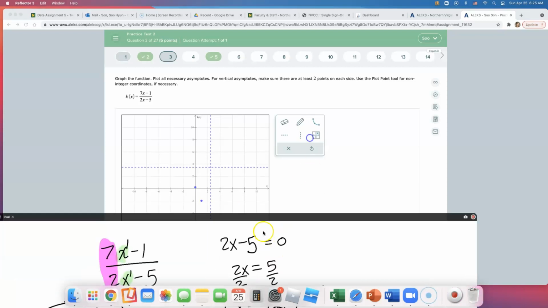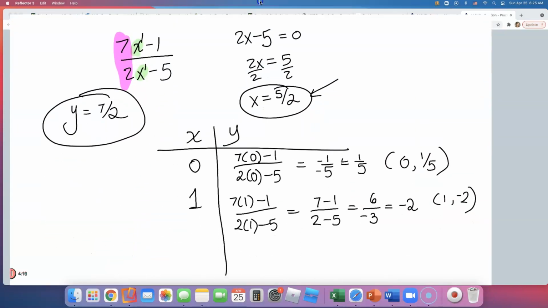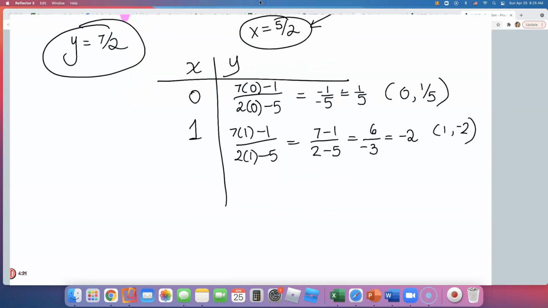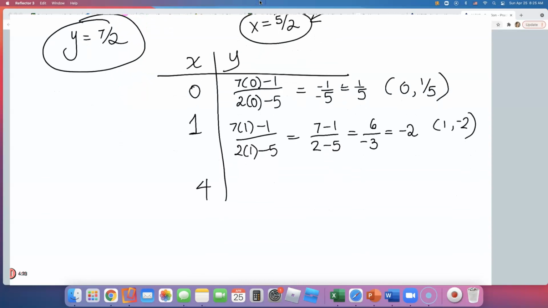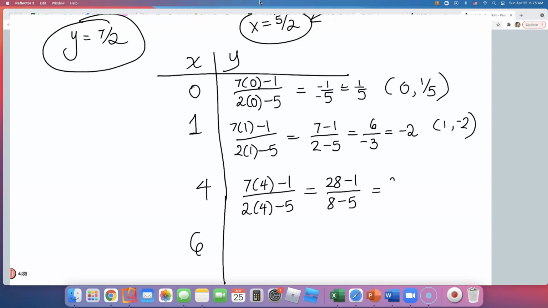So I'm going to do those, I'll plug it in right here, 4 and 6. If I plug in 4, I'll get 7 times 4 minus 1 over 2 times 4 minus 5. That is 28 minus 1 over 8 minus 5. That is 27 over 3. Oh, look at that. That is 9. So let's plot a point at (4, 9).